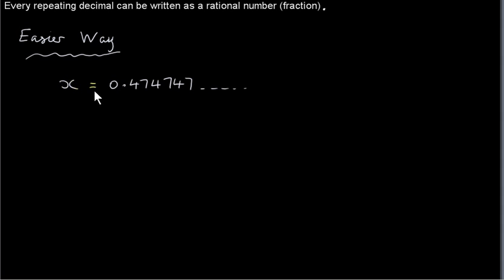A much easier way to do this is to let 0.47 recurring equal x. Then we multiply this number in such a way that we move the decimal point from the beginning of the repeating part to the end of the repeating part. So we'd have to multiply this number by 100 in order to do that. So 100x is going to equal 47.47 recurring.